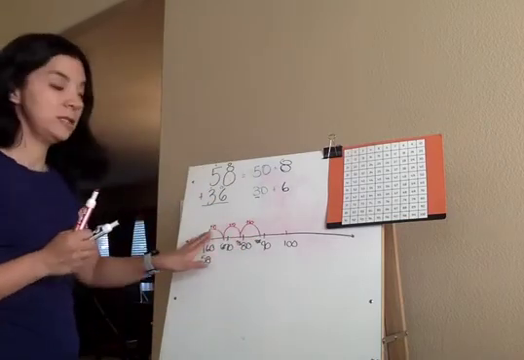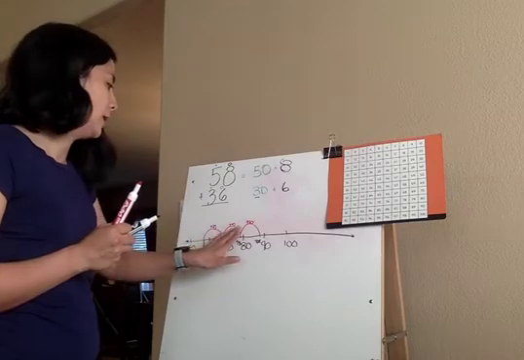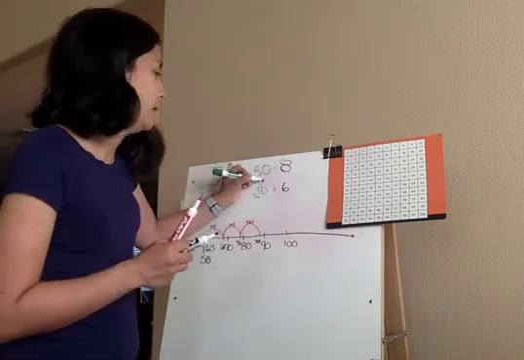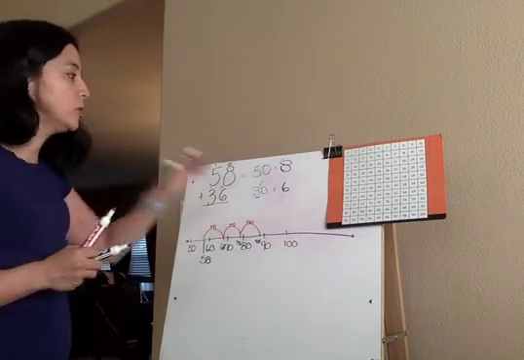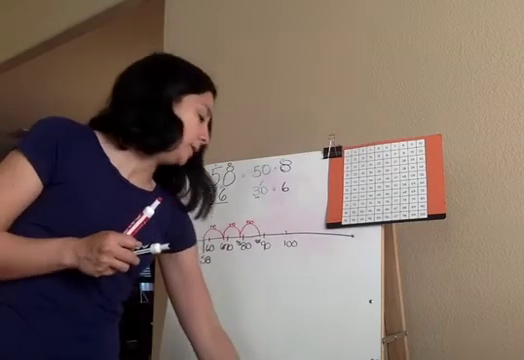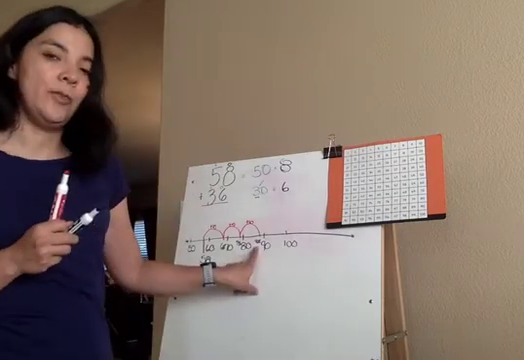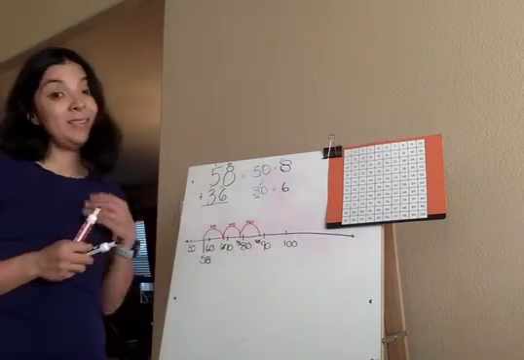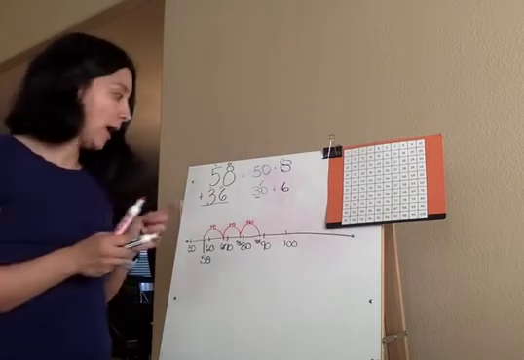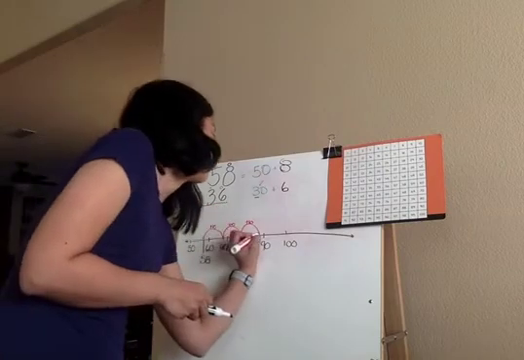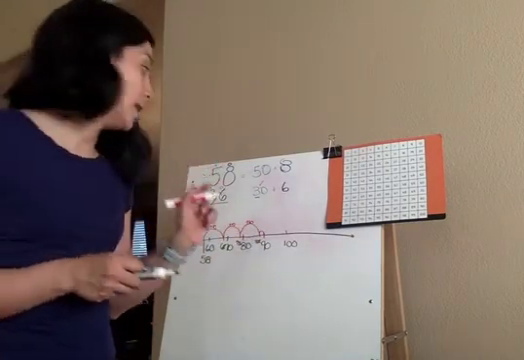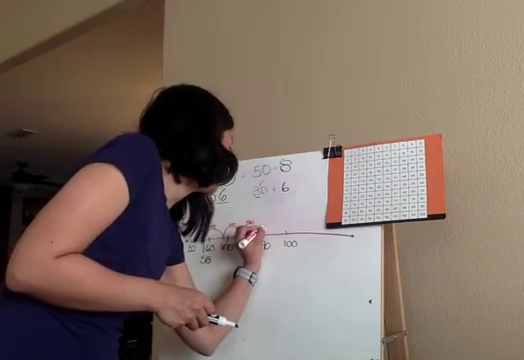And I'm going to check my 10s jump. 10, 20, 30. Awesome. I finished jumping by 10s. Now I need to jump my 1s. Jumping by 6 is not an easy number. So I'm going to stand at 88 and think, what can I do to make this easy for me? I can jump to 90. That would make it really easy for me. 88, 89, 90. That's a jump of 2.